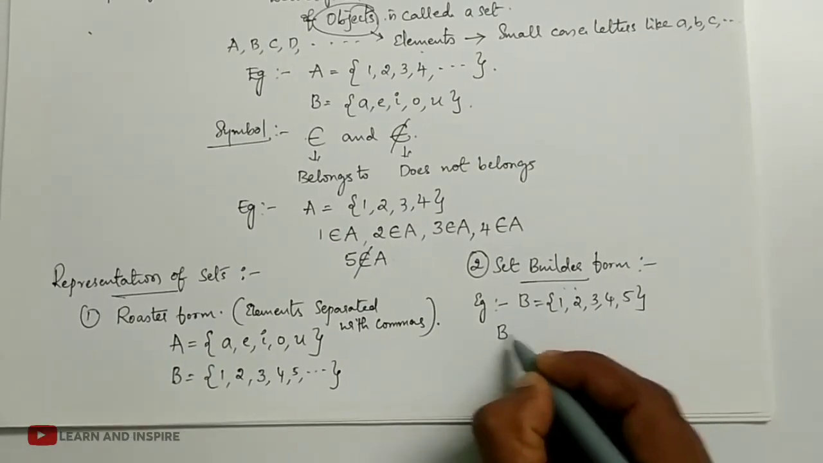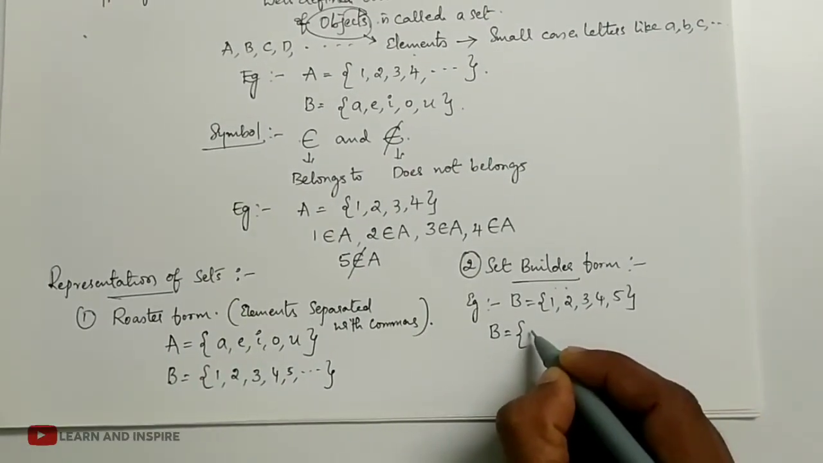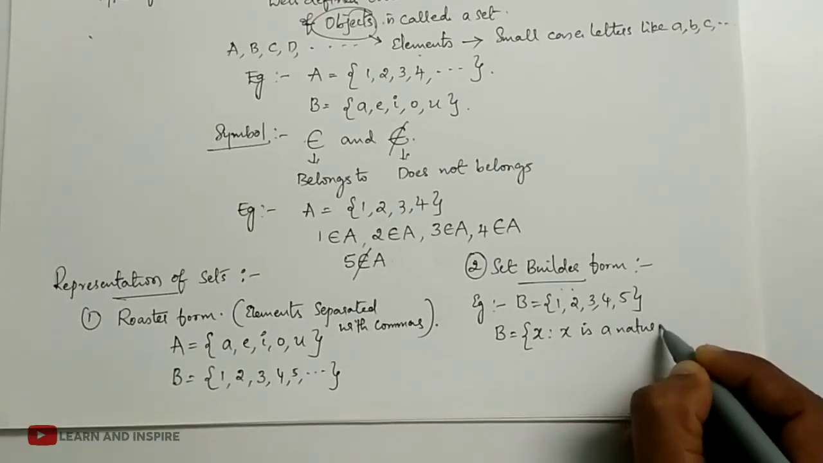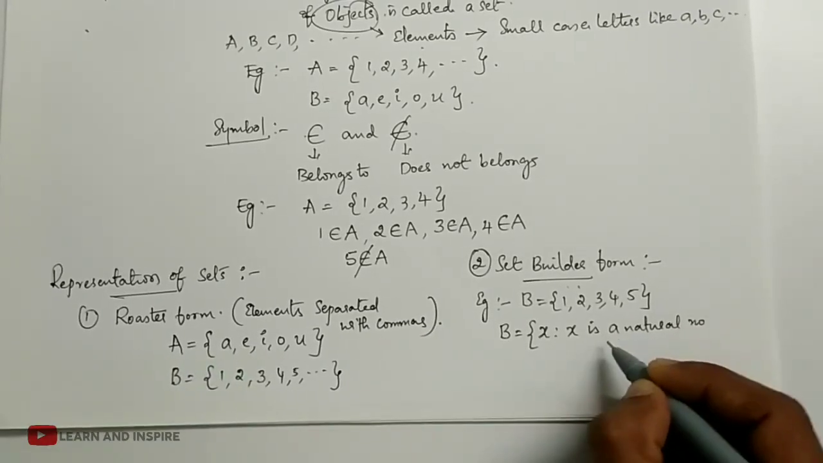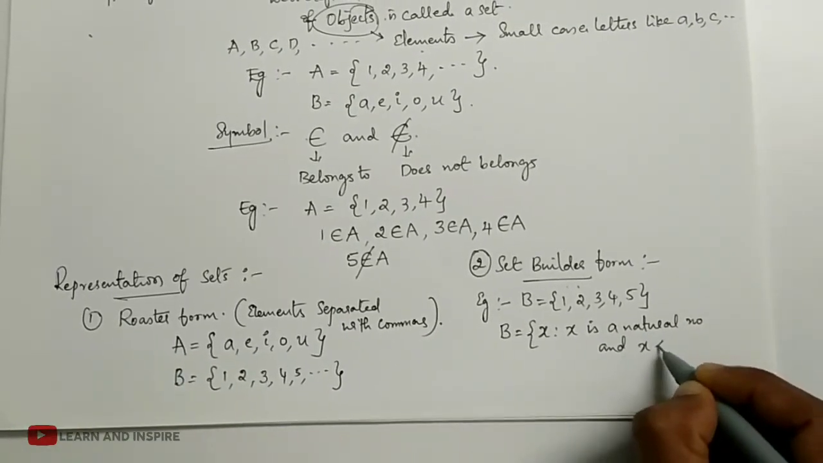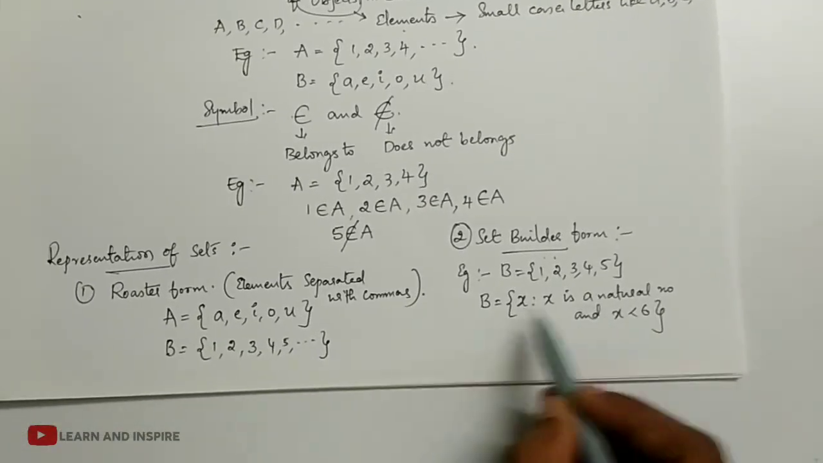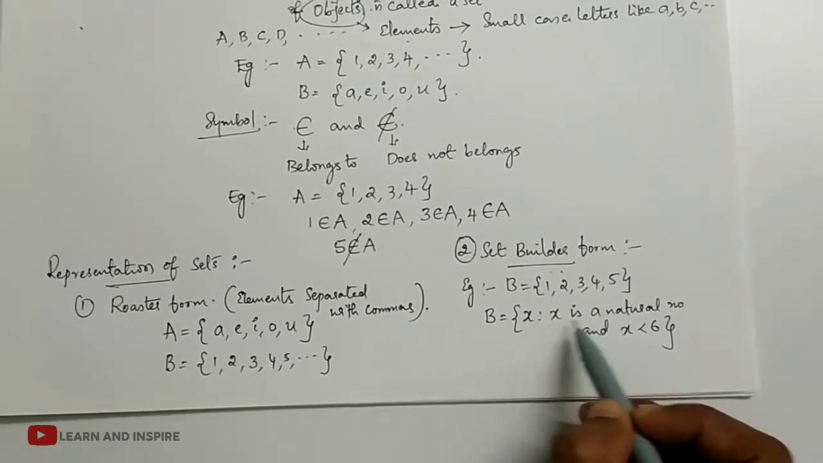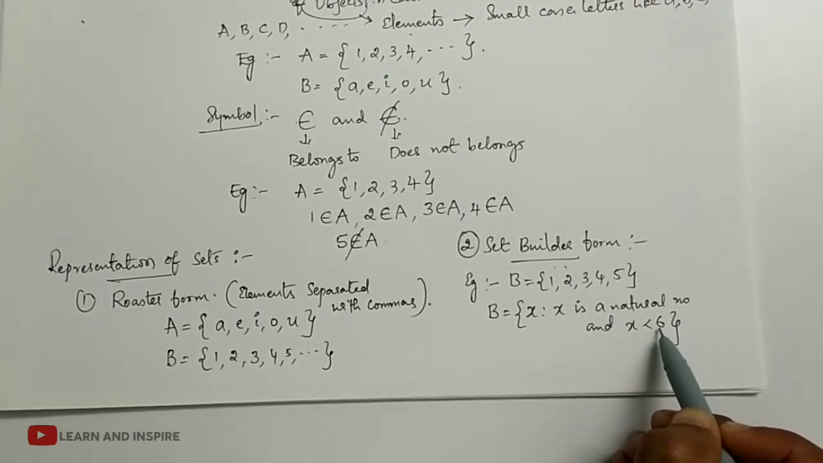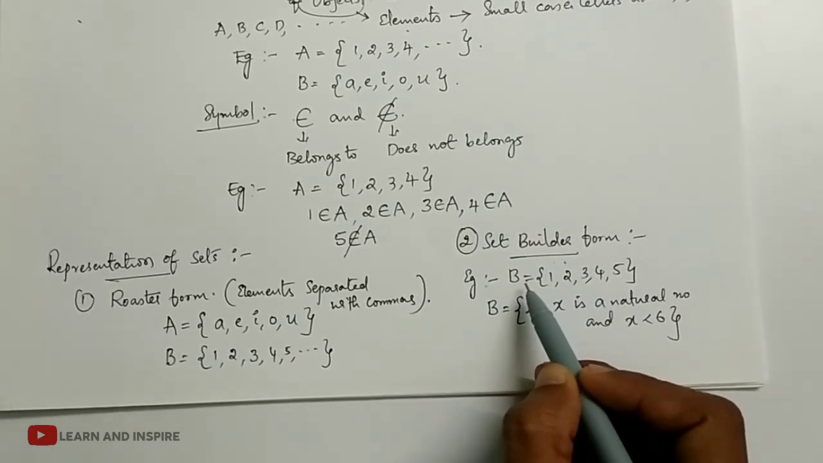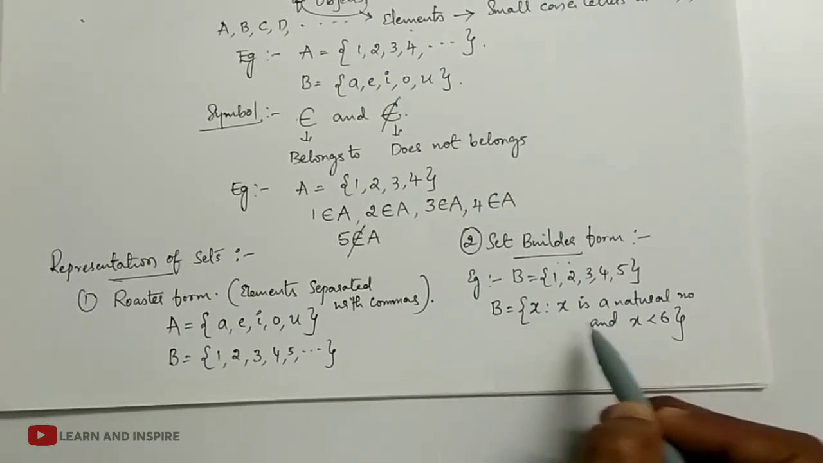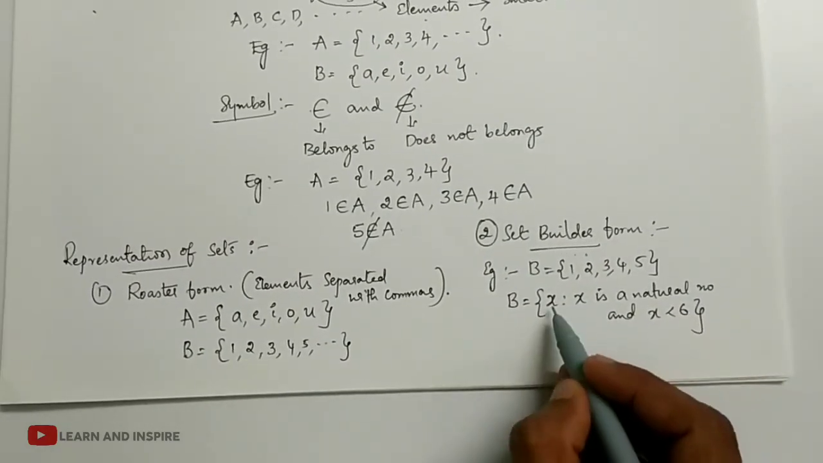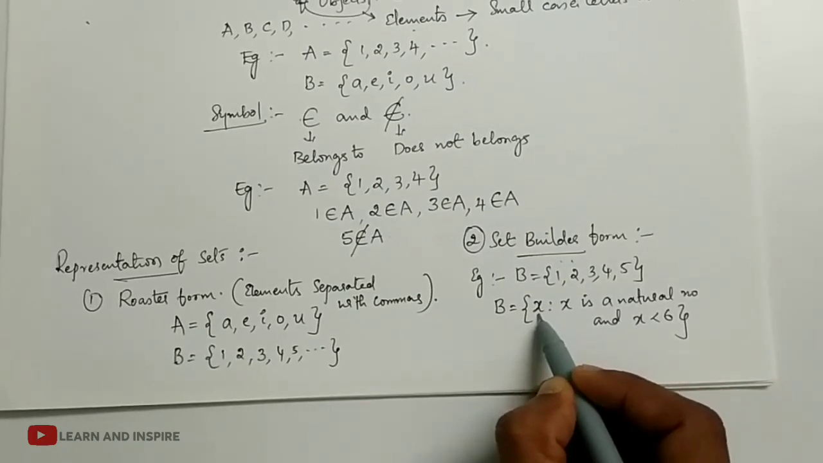Now set B is equal to, we can write this as x such that x is a natural number and x is less than 6. So this is the property we are using. From the above, set B is equal to 1, 2, 3, 4, 5. So from this we can write the set builder form: x such that x is a natural number and x is less than 6.